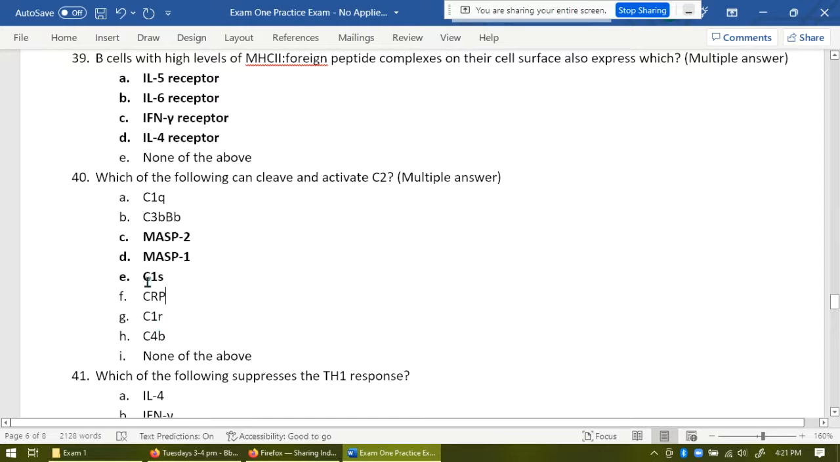Remember, in the classical pathway, it's in alphabetical order for the C1 proteins. C1q binds, then C1r is activated, it cleaves C1s. C1s is the active enzyme that cleaves C4 and C2. So QRS. C-reactive protein, nope. C1r, no. C4b, no.